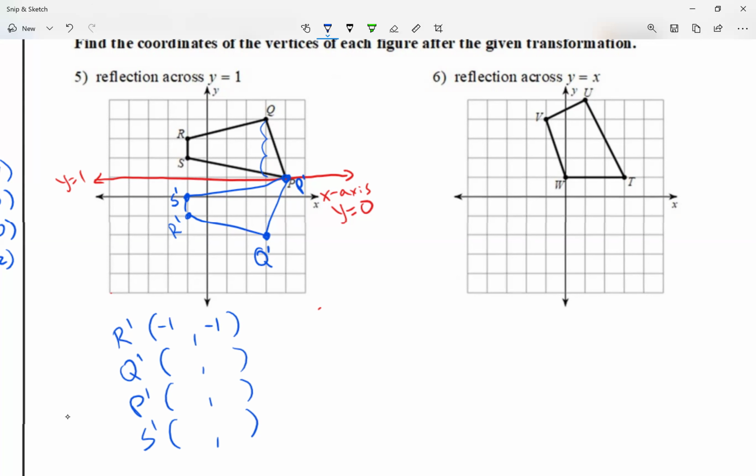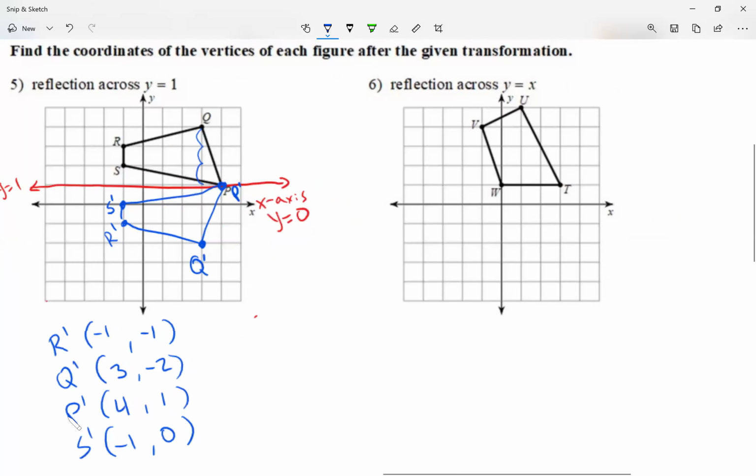-1, -1. What about Q prime? Q prime is 3, -2. The x value is 3, the y value is -2. What about P prime? The coordinates of P prime are 4, 1. How about the coordinates of S prime? S prime is going to be -1, 0. Good, that's it. Find the reflection line and then count the spaces.